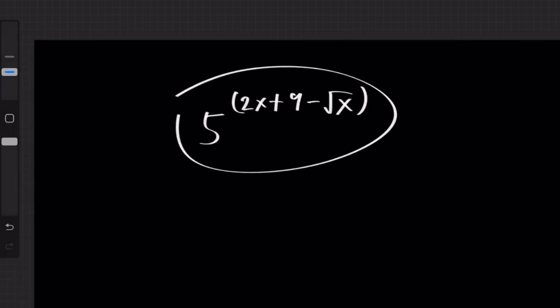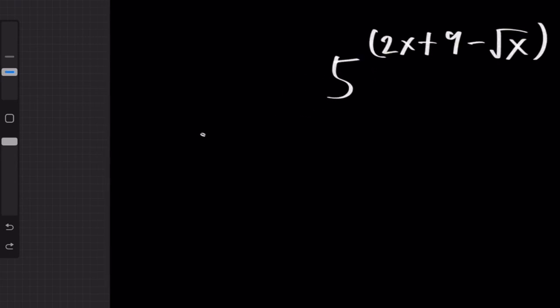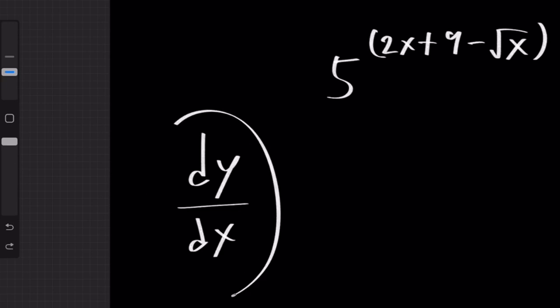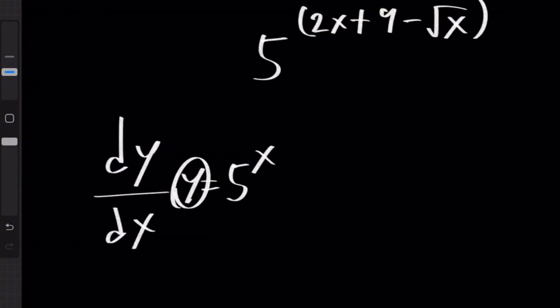So let's take 5 to the power of 2x plus 9, why not, minus the square root of x. Can't really apply the power rule here. What we're going to do is the chain rule. What's the chain rule? Well, by the way, this is the Leibniz notation. This is basically just saying that you're finding the derivative of y right here. So some function y, which uses x.